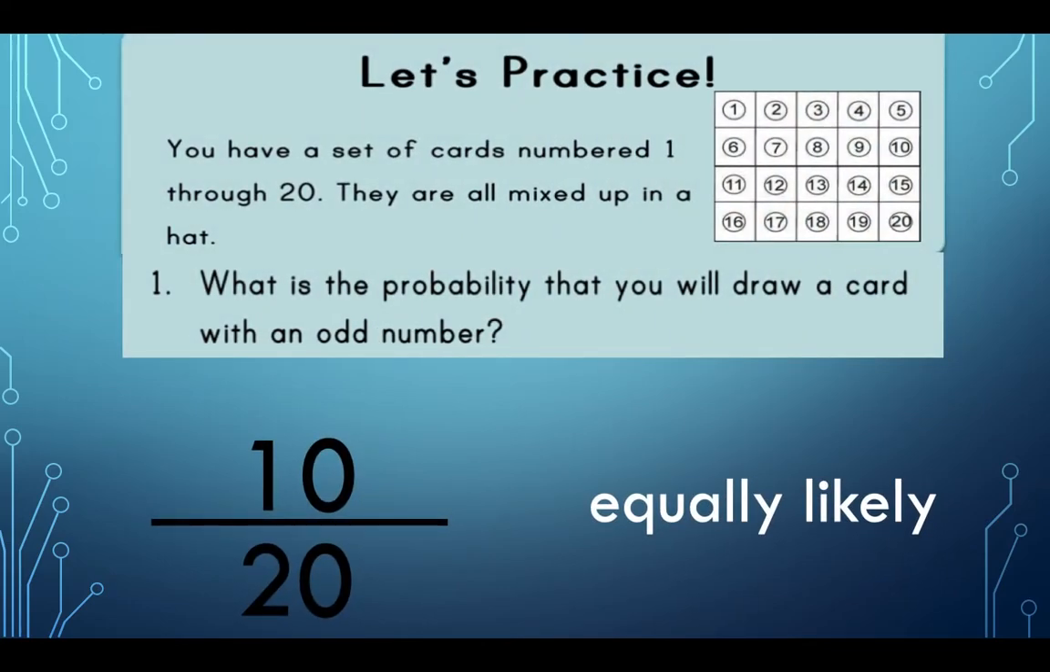Let's look at this one. It says you have a set of cards numbered 1 through 20. They are all mixed up in a hat. So what is the probability that you will draw a card with an odd number? So you know you have 20 cards altogether, so that's automatically your denominator. If you go through and you count all of your odd numbers, you have 10 numbers that are odd. So you have 10 out of 20, which would be equally likely.